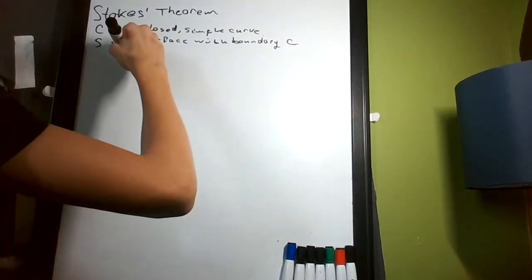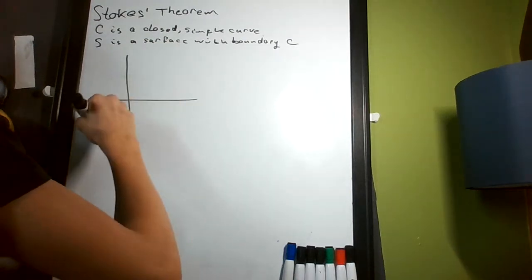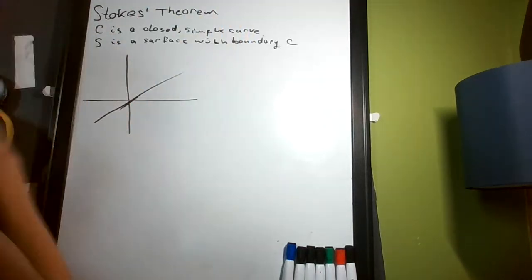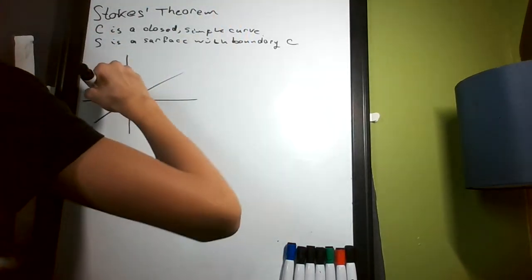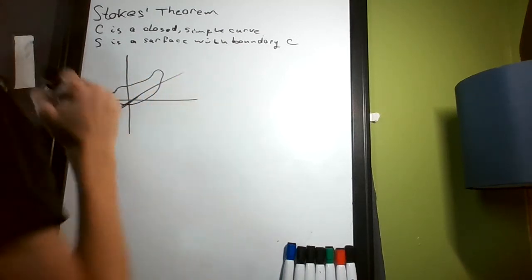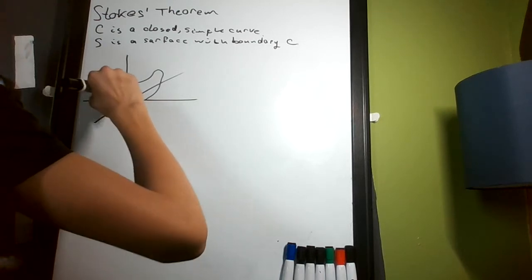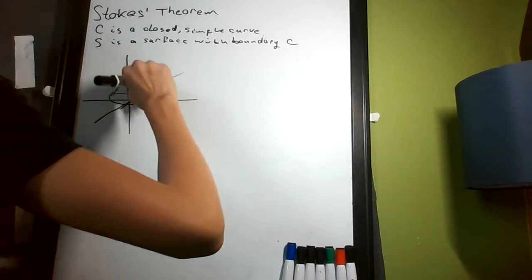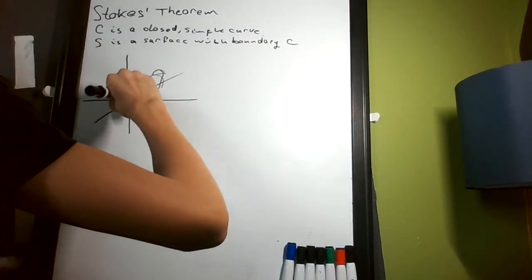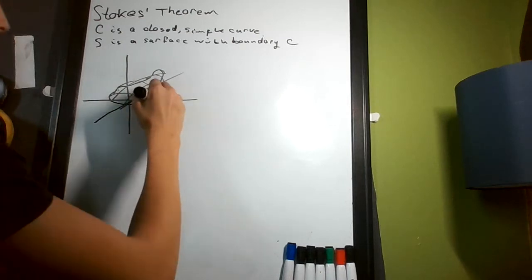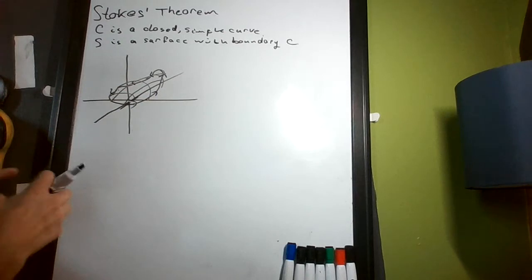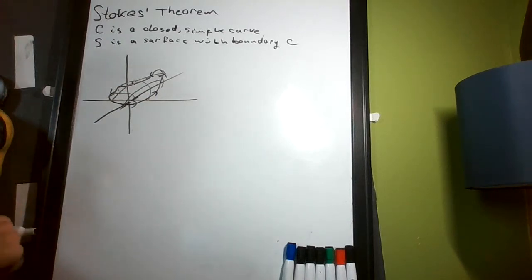So let's draw a picture of this. We're going to have some surface with some curve C. What I'm going to do is have a surface that has a boundary of C. So right here is my surface, and right there is C. It's going to be going in that direction specifically for this.